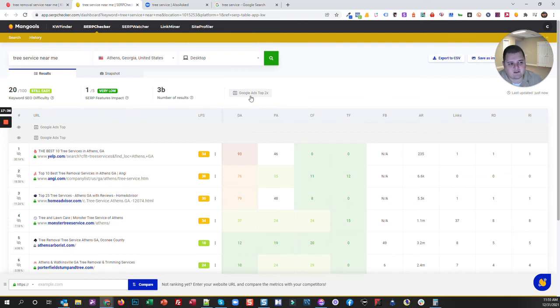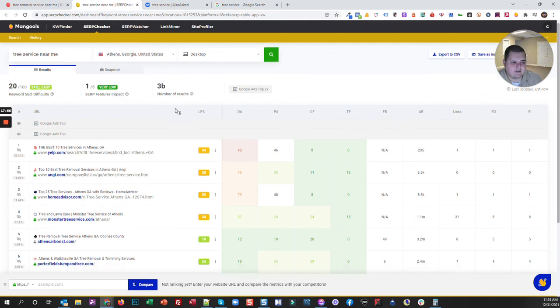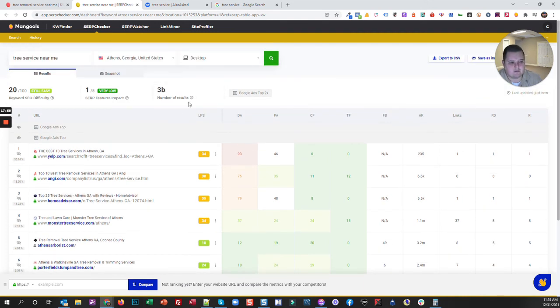And this one, it just shows that there's Google ads for the top 2. Sometimes you might get a Maps 3-pack or additional ads, and it would have a higher impact. But basically, this is telling you, out of the additional features that Google's throwing in there, what impact is it going to have on the search results page? And then it's got number of results. This is 3 billion results, so that's virtually irrelevant.